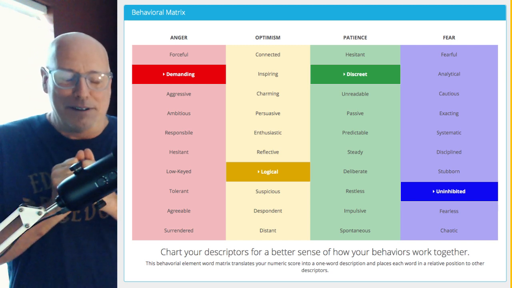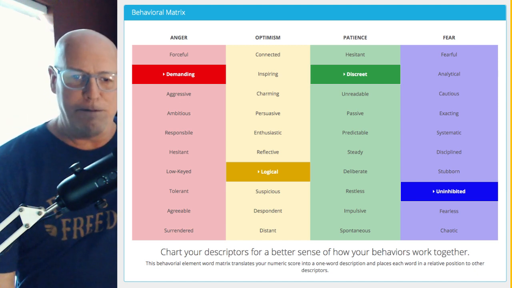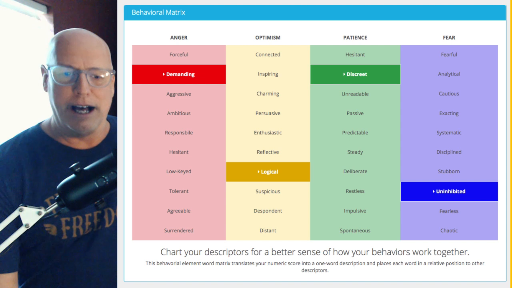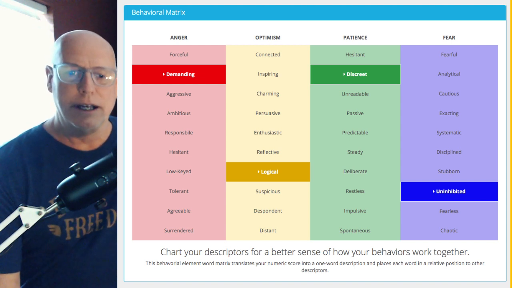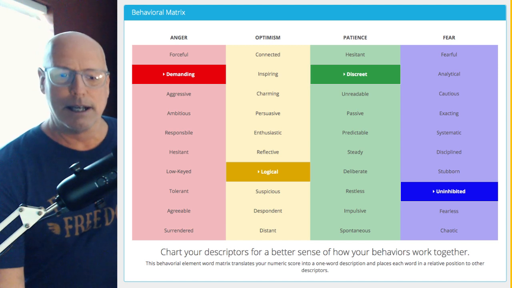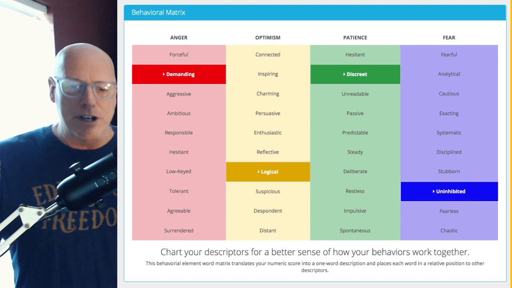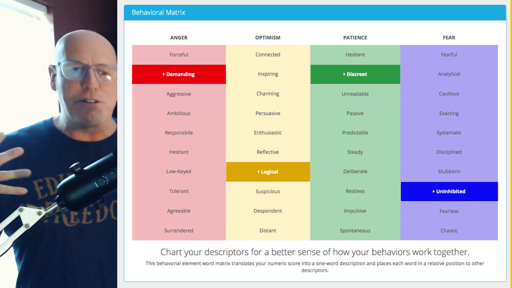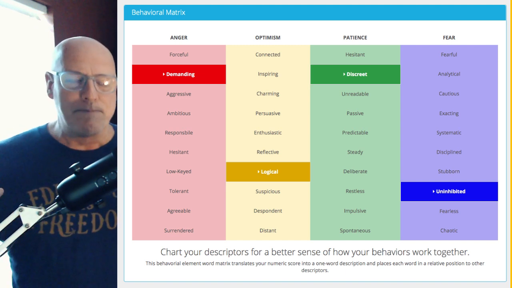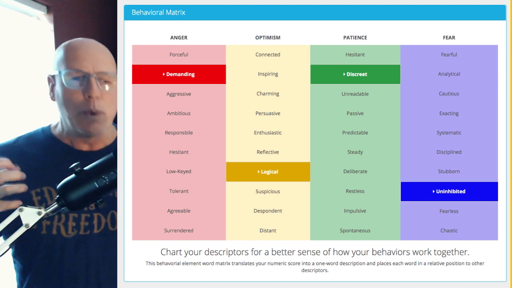Now, something crazy happens here. Their fear becomes largely uninhibited here. Uninhibited. So there's a sense of throwing caution to the wind while all this is going on.